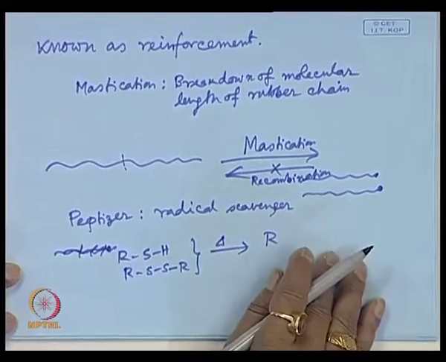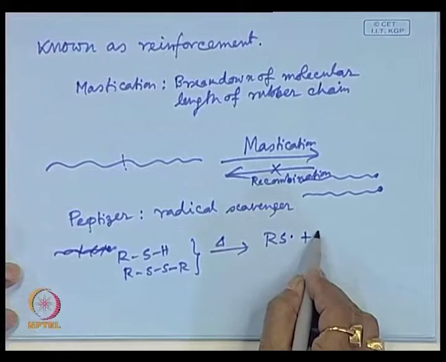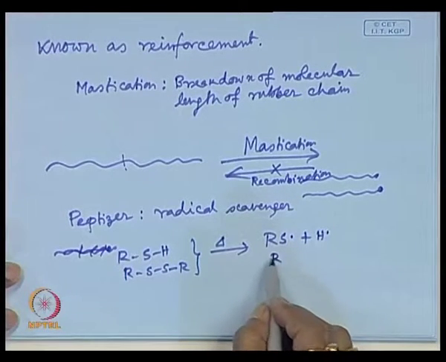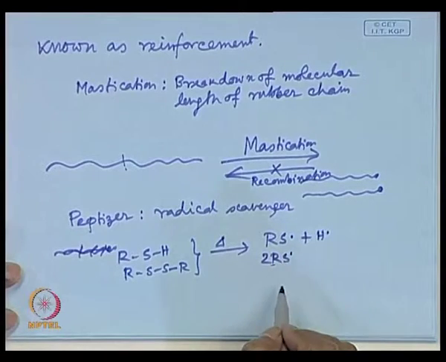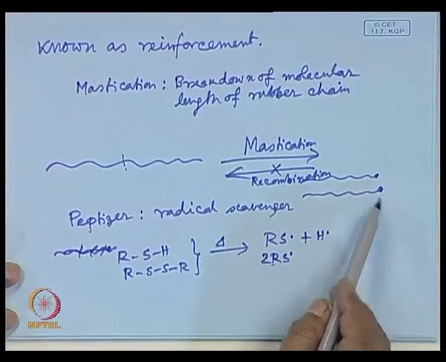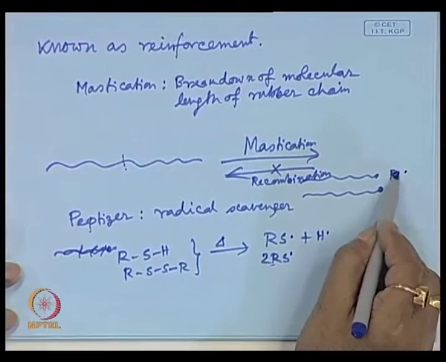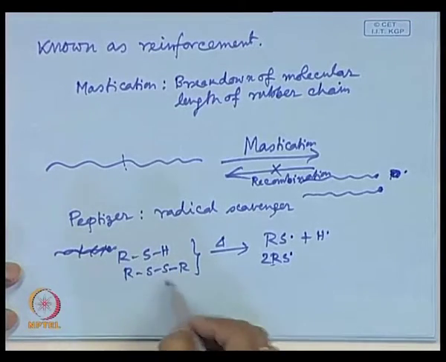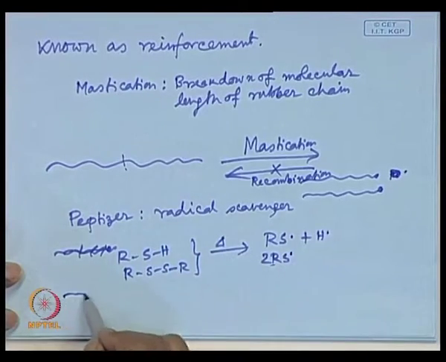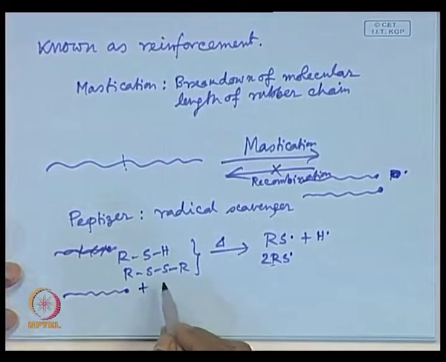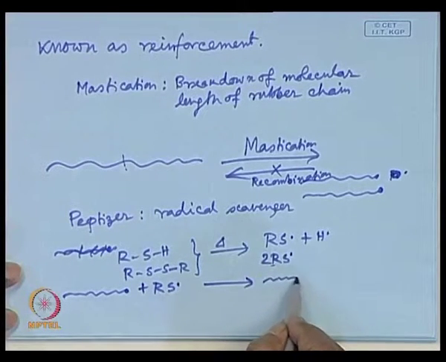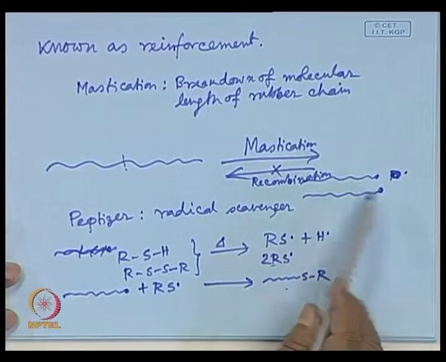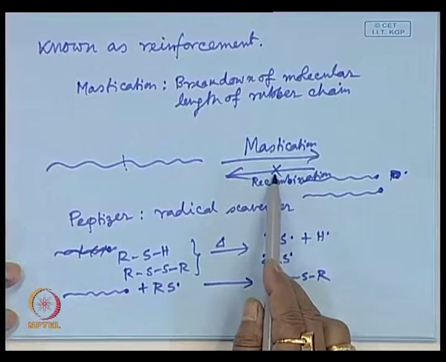forming RS radical plus H radical, or it can form 2 RS radicals. These radicals are from the disulfide or peptizer molecules. Then the rubber free radical which has been produced comes in contact with this broken peptizer radical, so it scavenges it, forming this bond. By this way it prevents the recombination reaction, the reverse process.